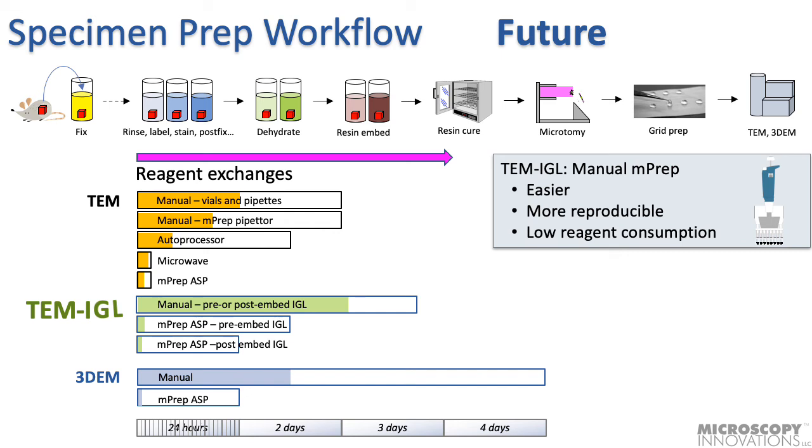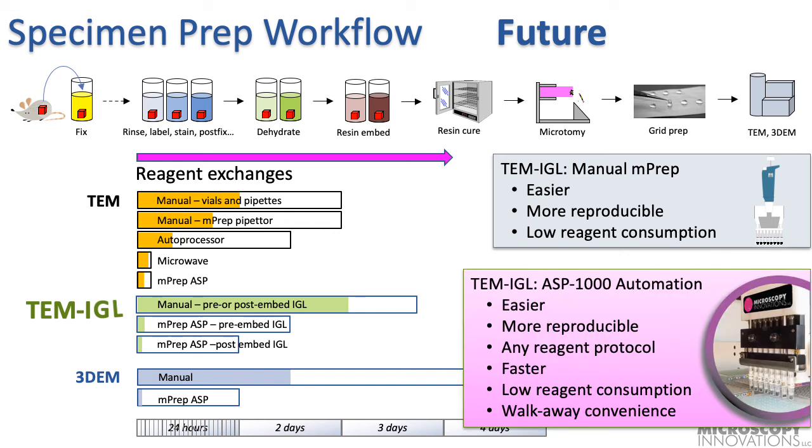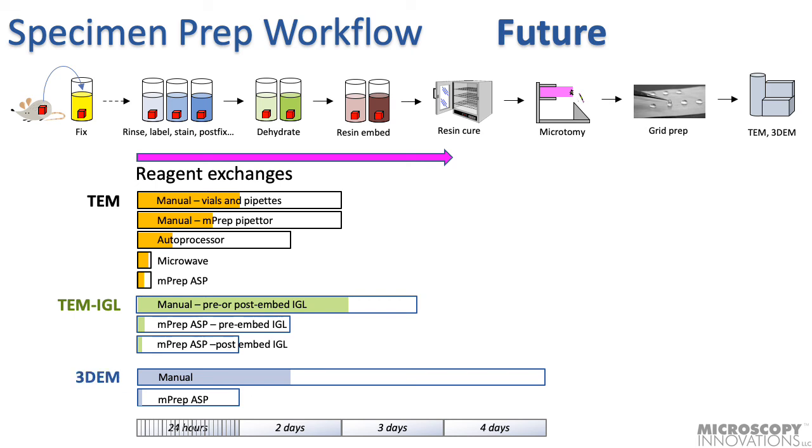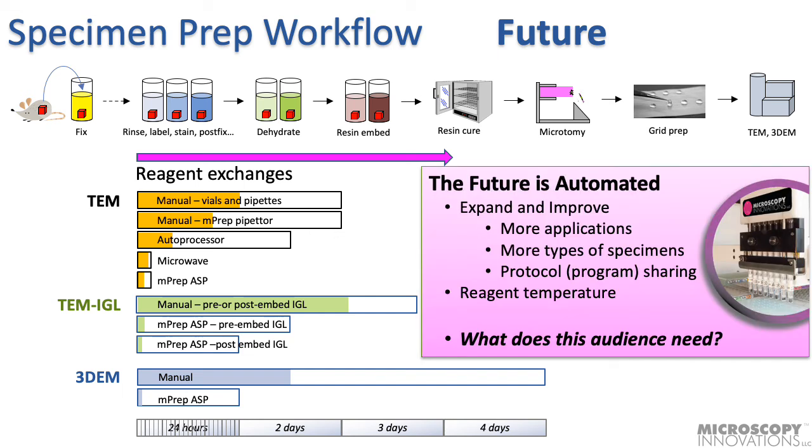Manual preparation can help, but there's nothing like the walk-away convenience of automation. Lastly, I'll look at 3D EM. I think that the difficulty and time-consuming nature of manual prep is slowing down the growth of this powerful new imaging mode. Automation can solve this. Automation could even enable IGL with 3D EM and make something that complicated practical. The future for many applications is automation.